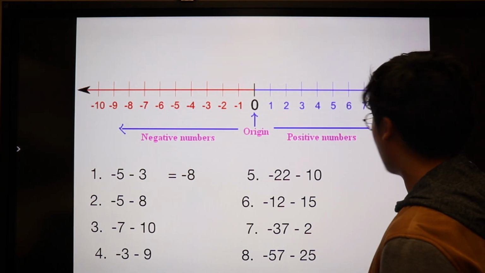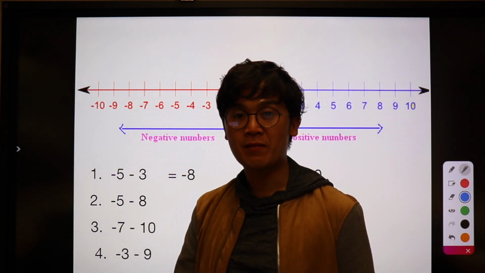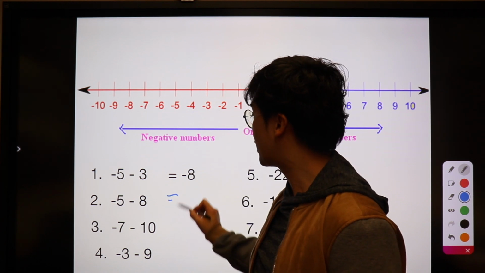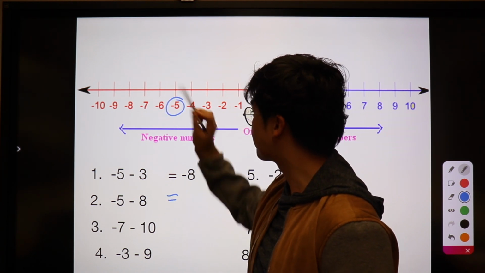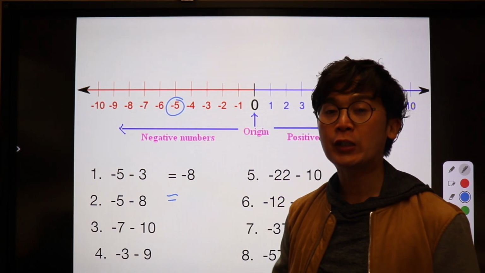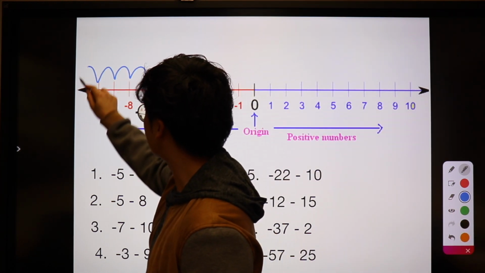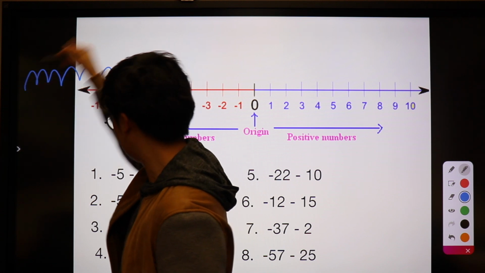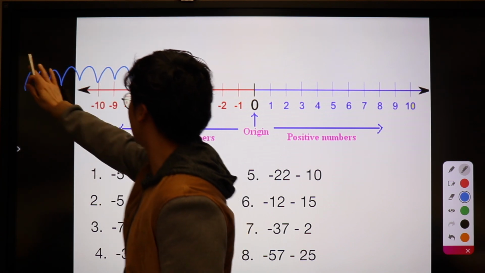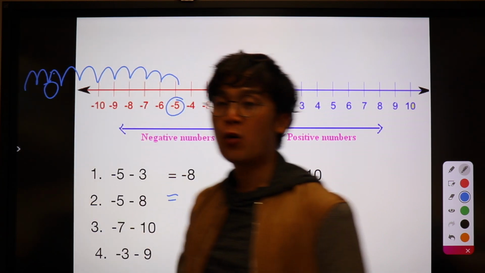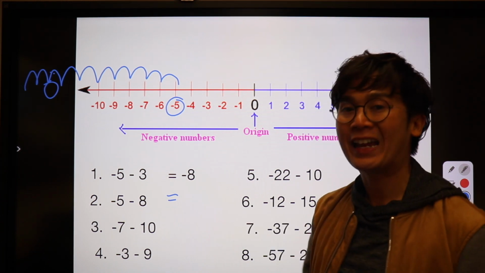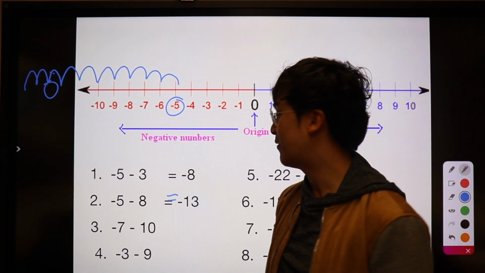And for the other question, which is negative 5 minus 8, it means we're going to start at negative 5. And we're going to move 8 units to the left. 1, 2, 3, 4, 5, 6, 7, 8. So we're going to be getting an answer of negative 13.